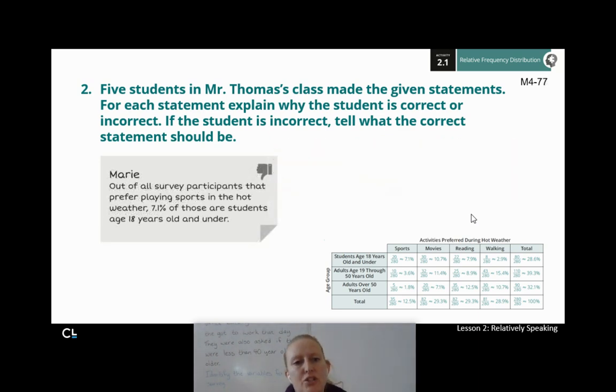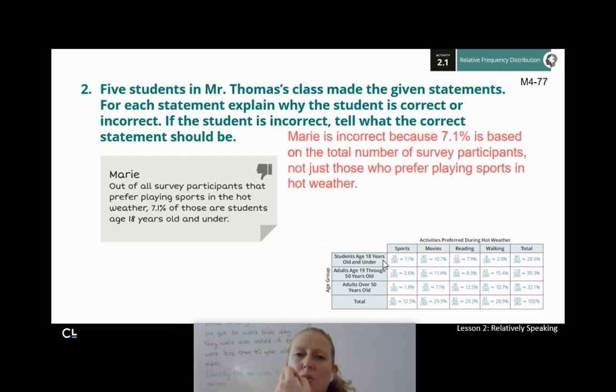Marie, out of all survey participants that prefer playing sports in the hot weather, 7.1% of those are students age 18 years old and under. So let's see, we said that's wrong. I think it's about the way she worded it. 7.1% is not just based on the 18 years old and under crowd. It's based on everybody. So Marie's a little bit incorrect.